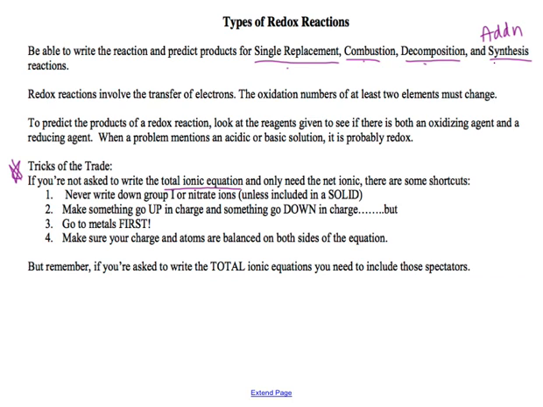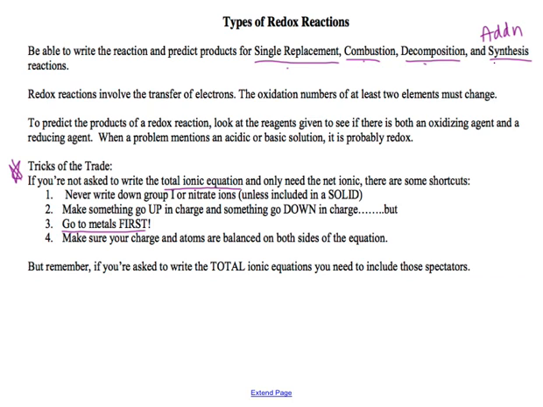Got it? All right. The next rule: make something go up in charge and something go down in charge. You're going to be sitting there looking at these ions going, what do I do? If you recognize that it's a single replacement, combustion, decomposition, or synthesis, you know it has to be redox. So you can make something go up and down. And it's really, really cool when you figure that out. Go to metals first. That might not make sense now. It will when we get there. But when you've got 4 ions staring you in the face, a metal, a nonmetal, a metal, a nonmetal, and you need to make redox happen, go to those metals first and see if you can make one go up and one go down. And if you can, you're going to go with those.